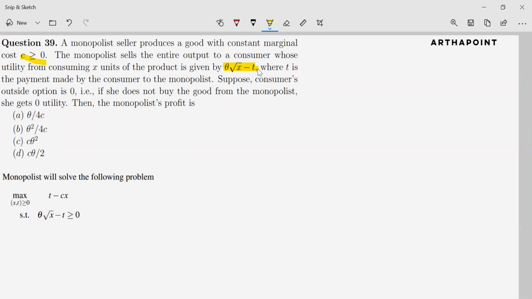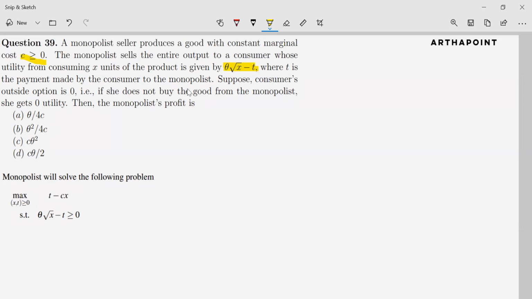Sometimes in the question you would not be given the utility function, but you would be told that the total utility is this, the payment made by the consumer is this, and you have to yourself identify and write what the net utility function is going to be.